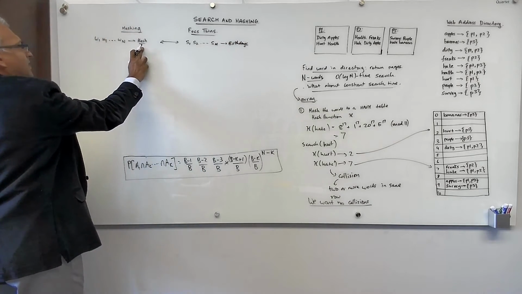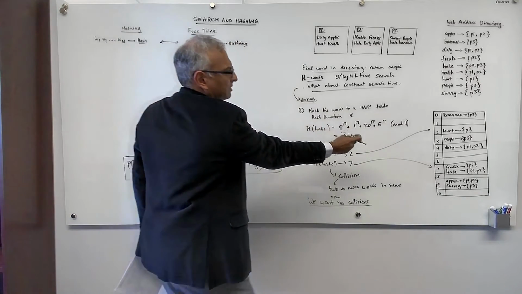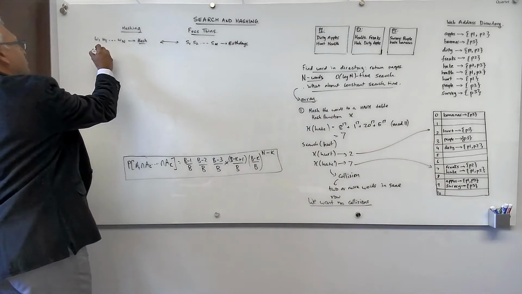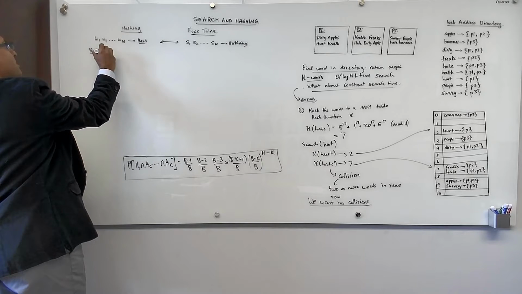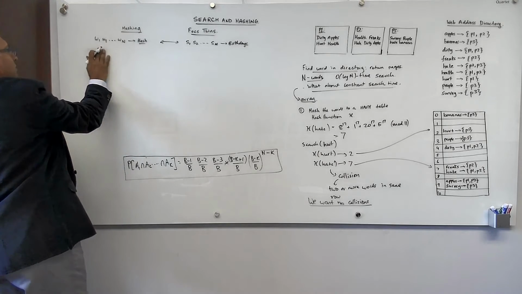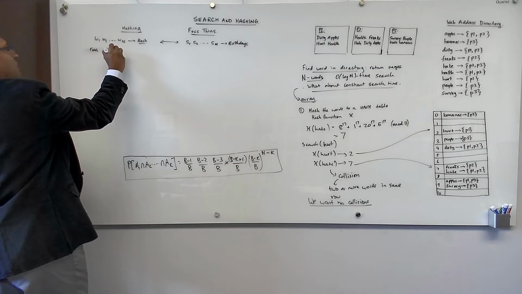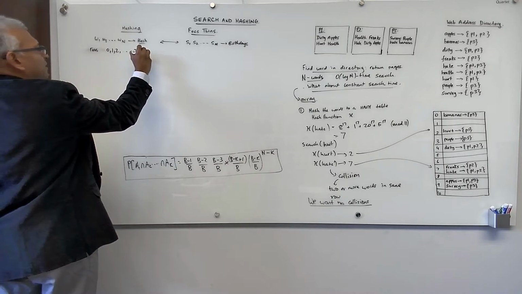Okay. Now, where do we hash? We hash into a table with bins 0, 1, 2 up to 10. Well, in general, 0, 1, 2 up to b minus 1. So bins, or table rows. So you hash into table rows 0, 1, 2 up to b minus 1.